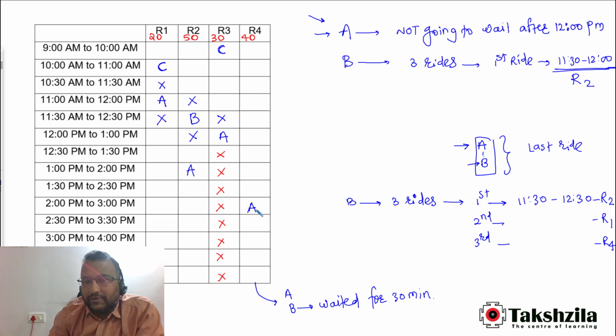B is going to wait for 30 minutes. So B will arrive at 2:30. B will start ride 4 at 3 o'clock to 4 o'clock. So B is going to start ride 4 at 3 o'clock. It means B came there at 2:30 because B waited for 30 minutes. B took 1 hour coffee break also. So B arrived at the gate of R4 at 2:30. So 1:30 to 2:30 is a coffee break.